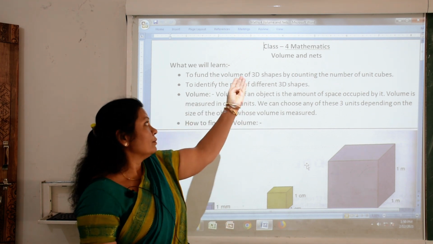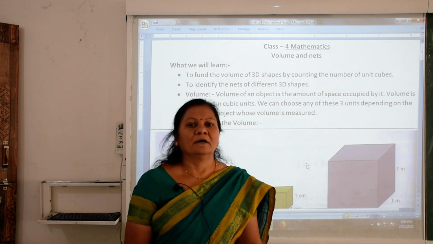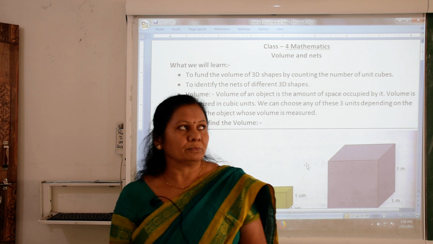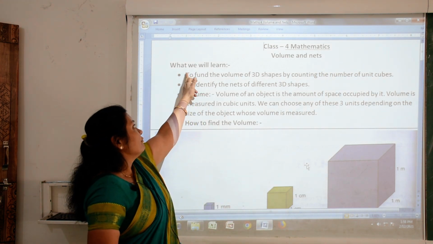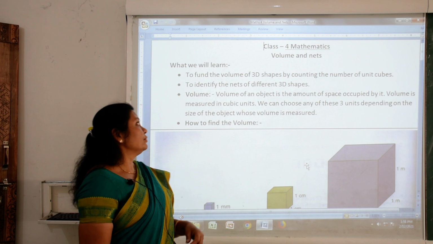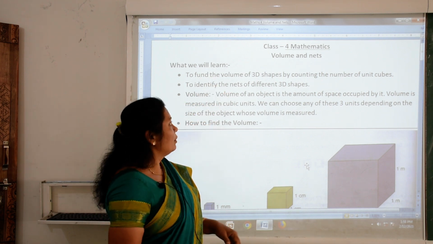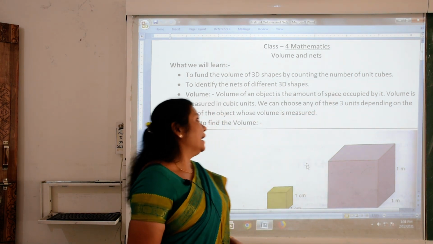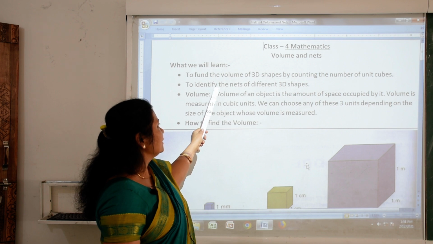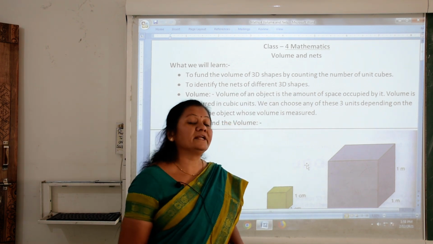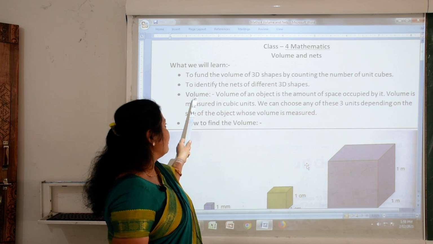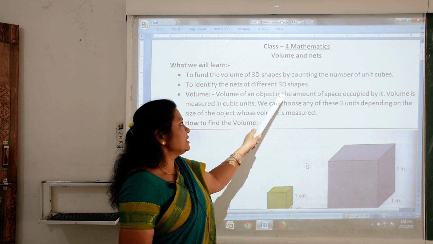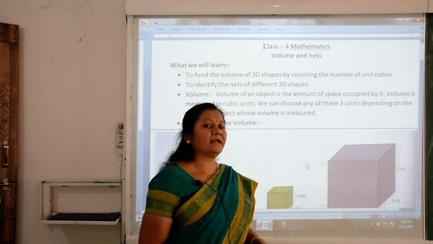So as you know, what is volume? Volume means the space covered by any object. Today we will learn to find the volume of 3D shapes by counting the number of unit cubes, second, to identify the nets of different 3D shapes, and third, volume. The volume of an object is the amount of space occupied by it.